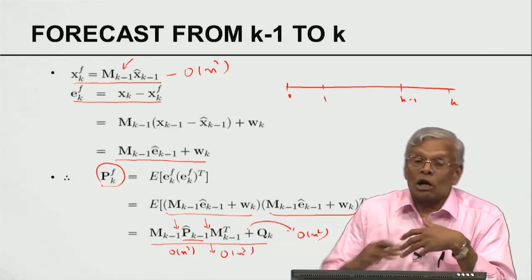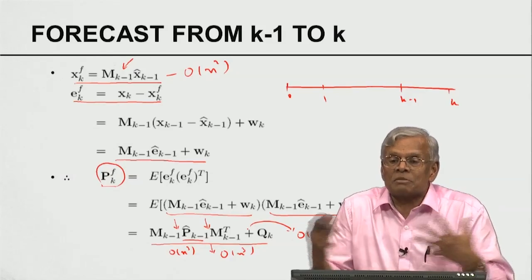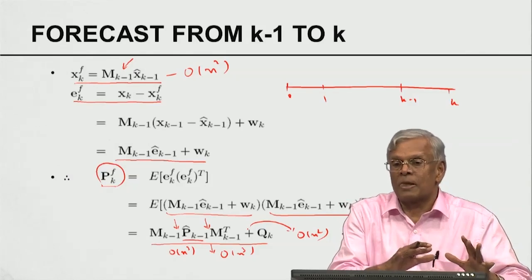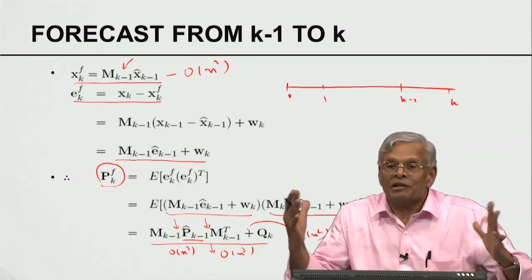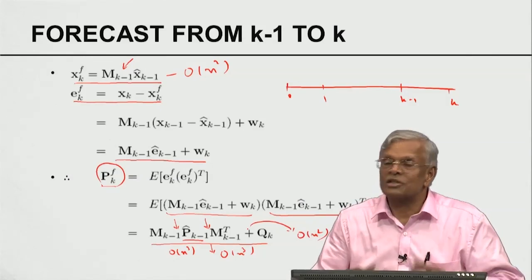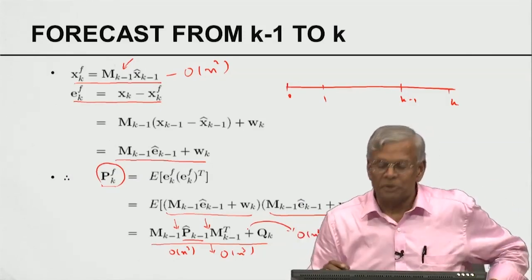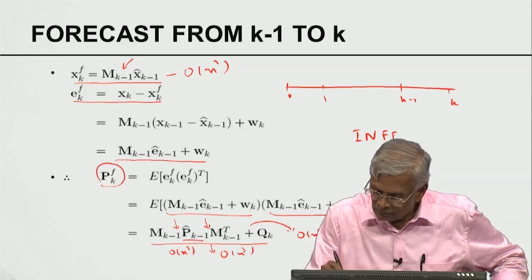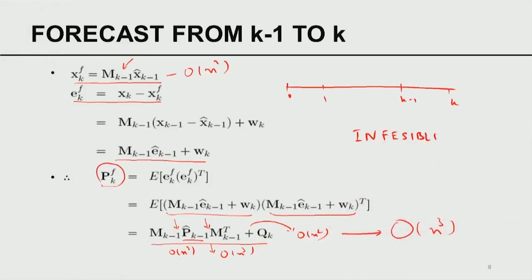So what does it mean? For large systems where the state of the system is of the order of 10 to the power of 6 or higher, while I know what to do in Kalman filters, it is impractical to get it done in practice because of the curse of dimensionality. Such problems in the computing field are called infeasible. It is not that I do not know how to solve, I do know how to solve. It is simply that with the computing environment I have, I cannot finish this.